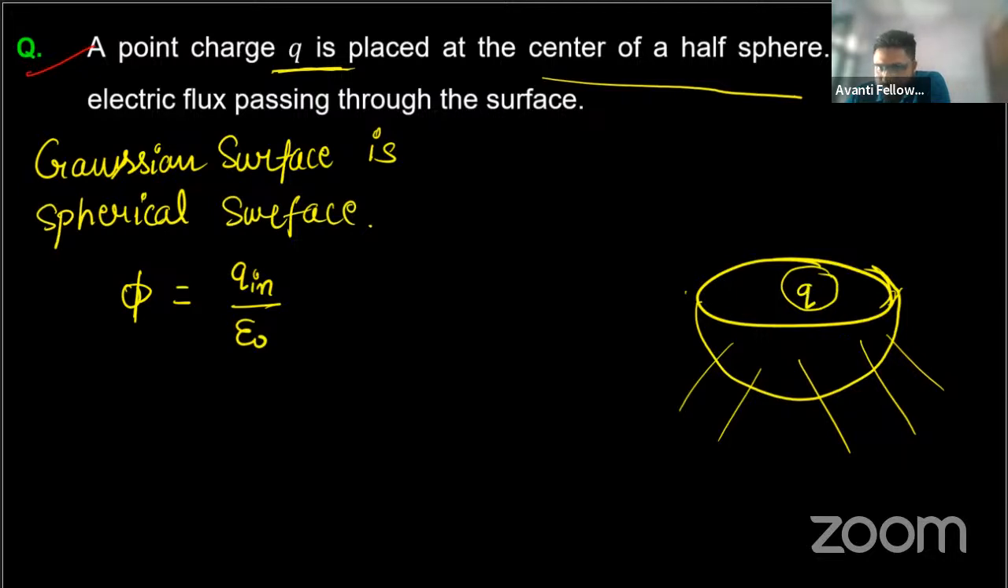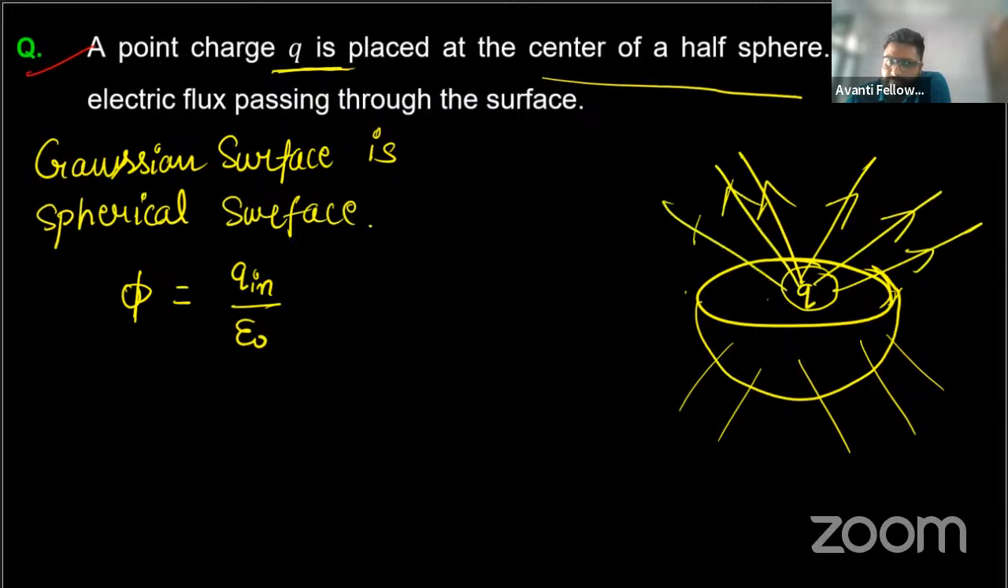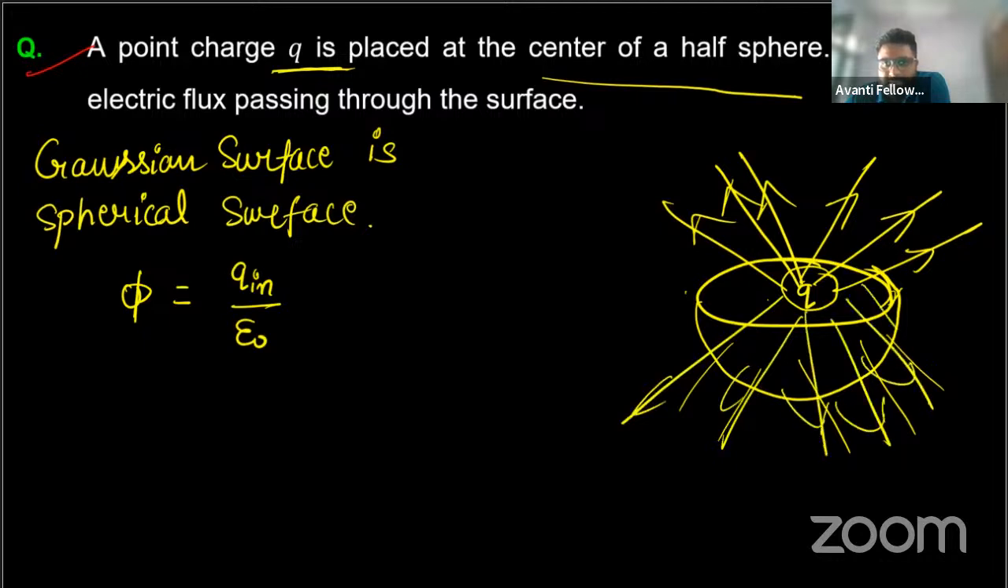Is the complete charge enclosed by this hemisphere? No, because the field lines will also go upward like this. So this is open, this is not covered, which means only half of the flux will pass through this surface. Okay, which means that this is 1/2 times q upon epsilon.